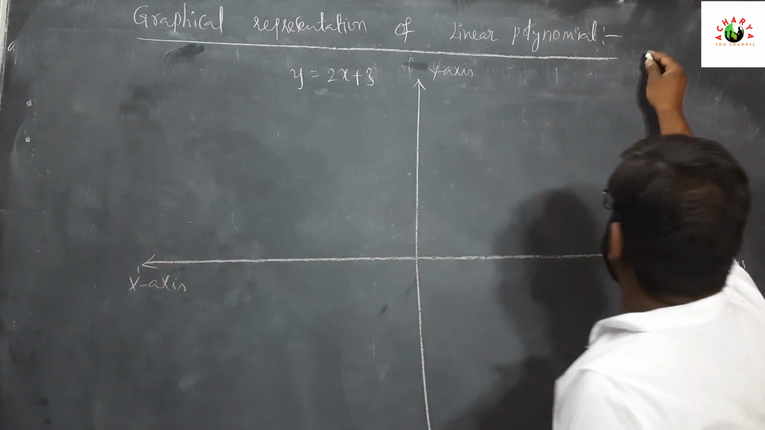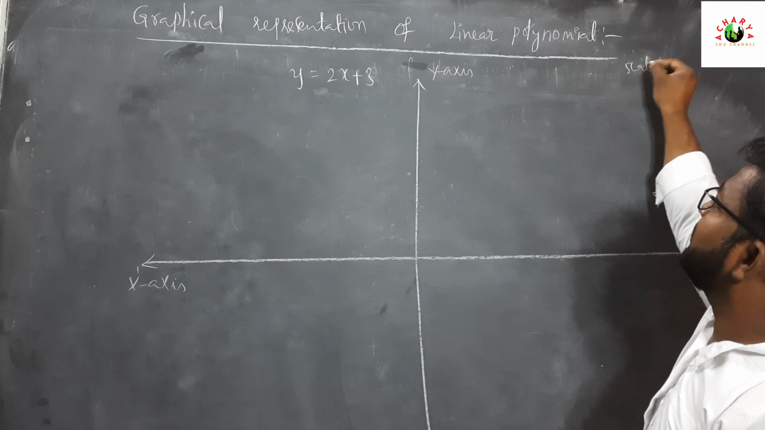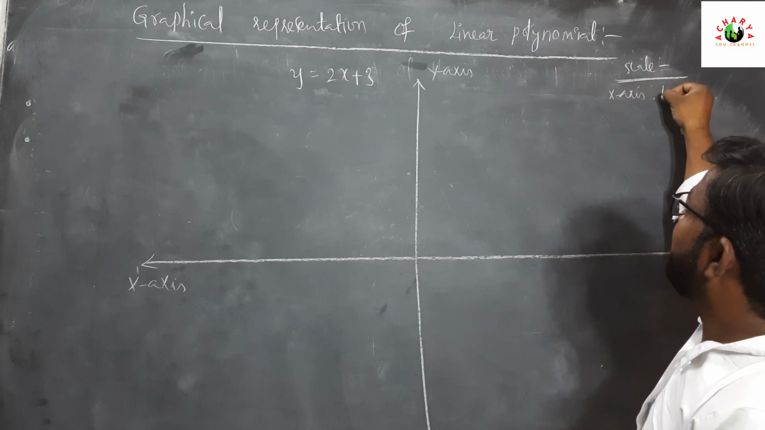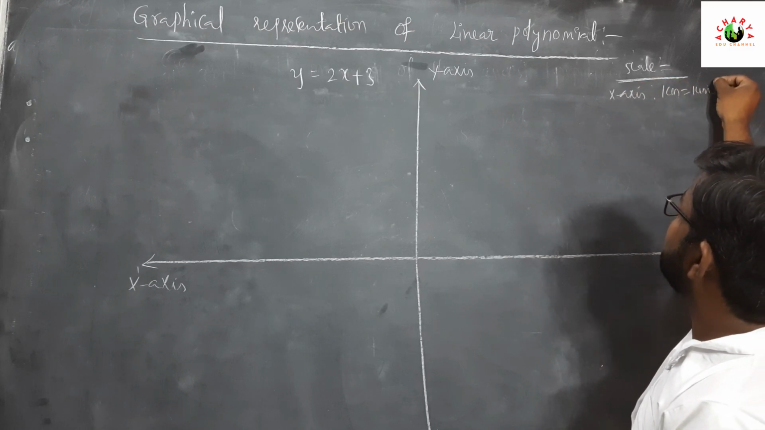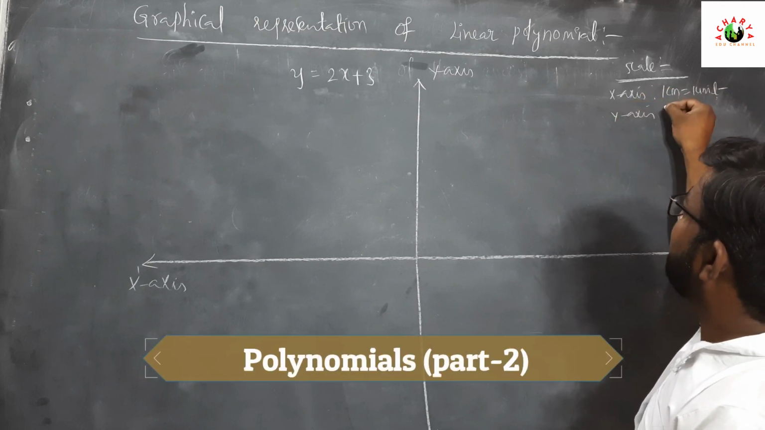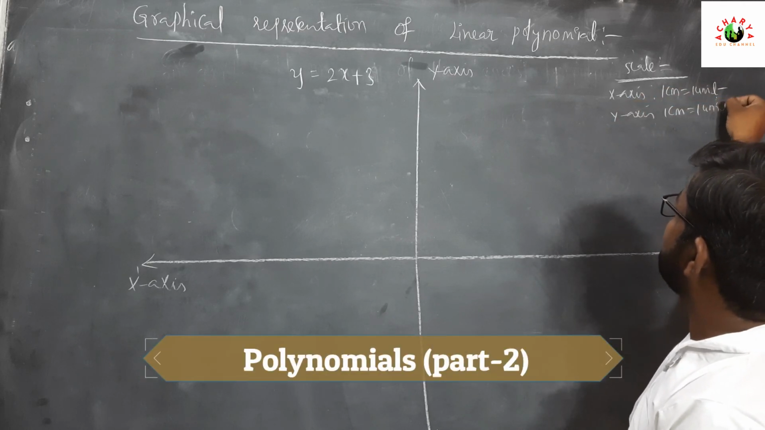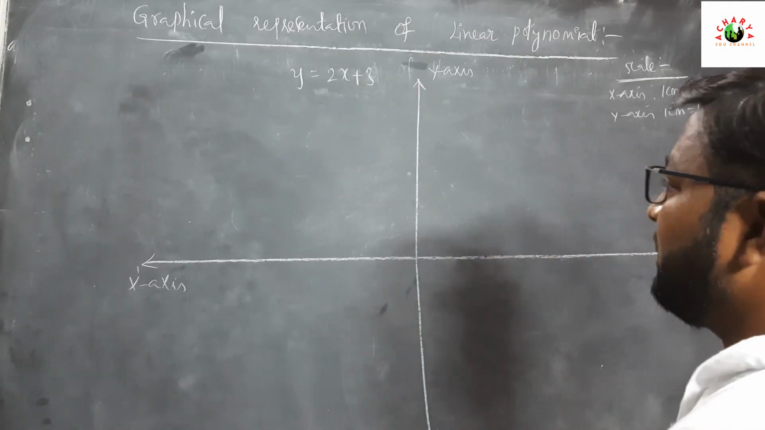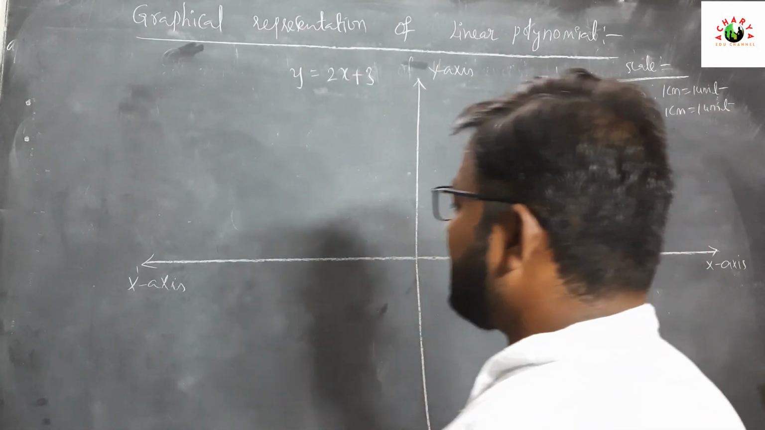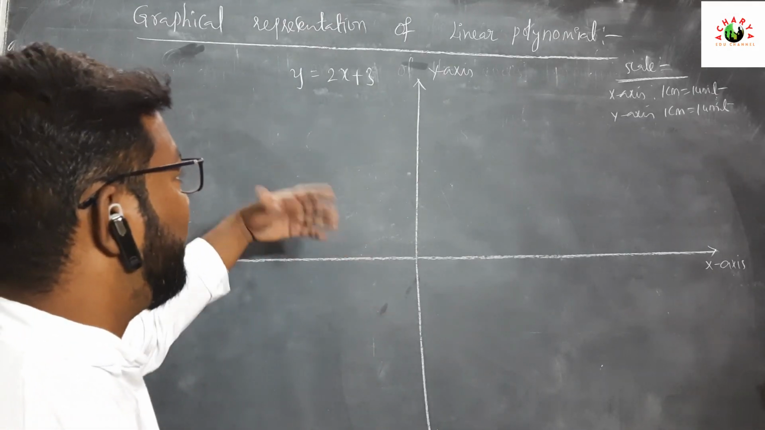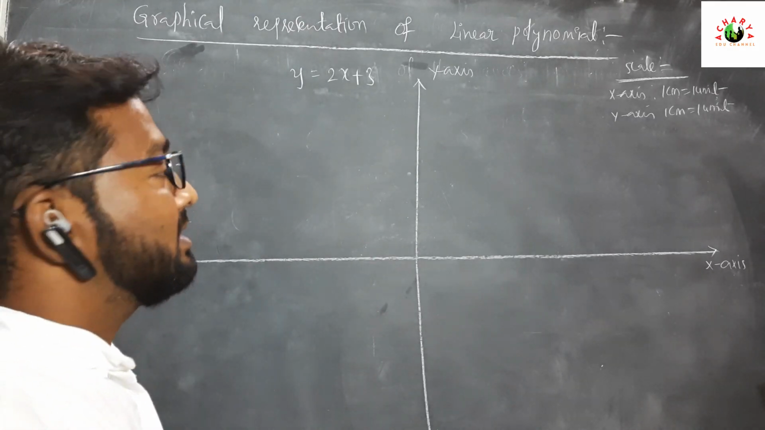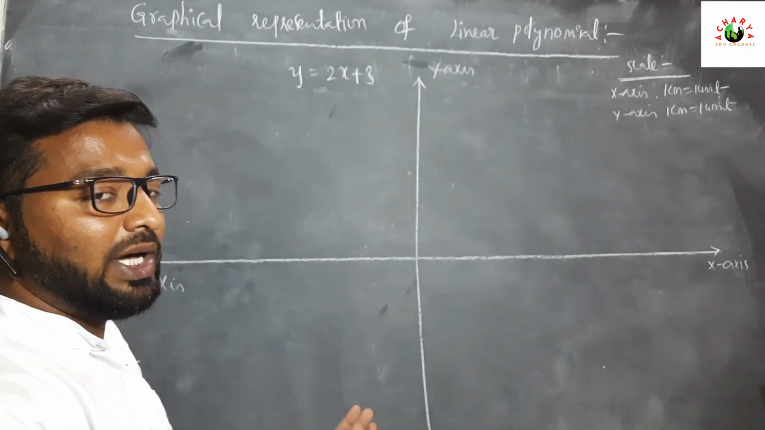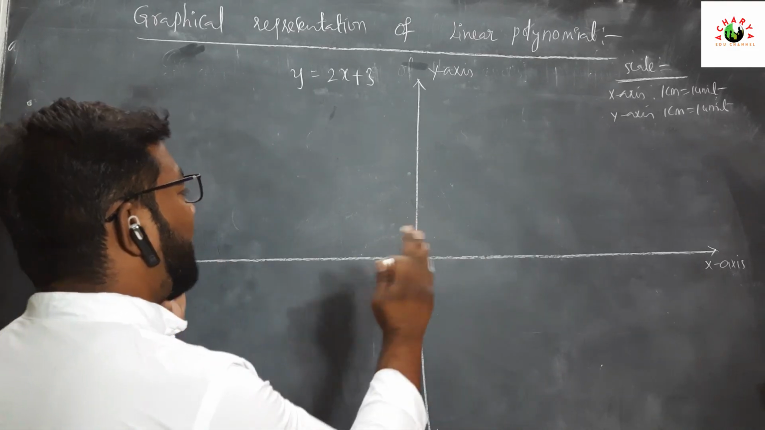The next step is we have to write the scale, according to the values. Here the scale is: x-axis 1 centimeter equal to 1 unit, and y-axis 1 centimeter equal to 1 unit. Now let us start with the values of x. We take some values of x, substitute them to get the values of y, and arrange the points. Those points are plotted on the graph.